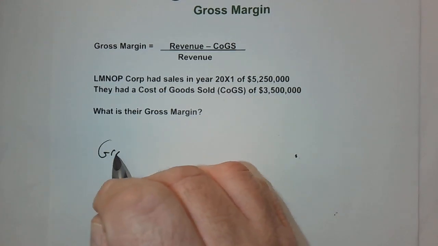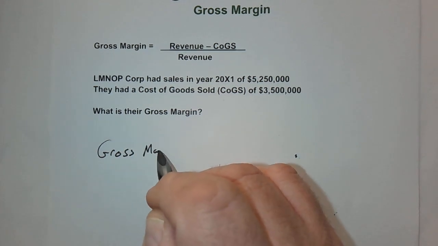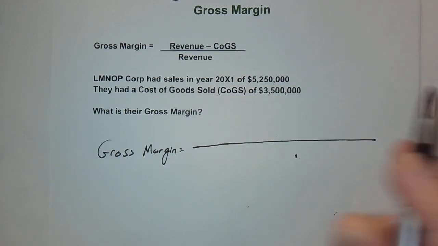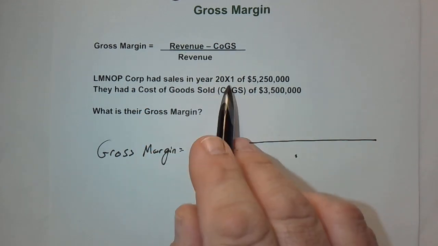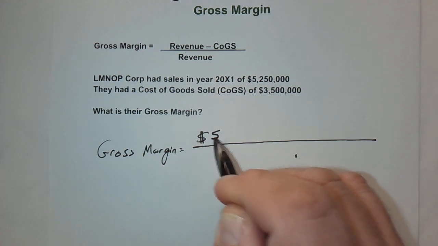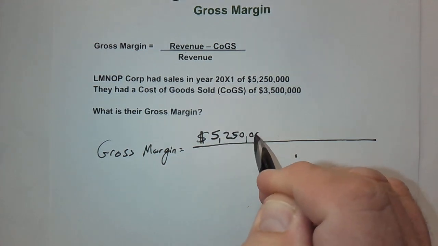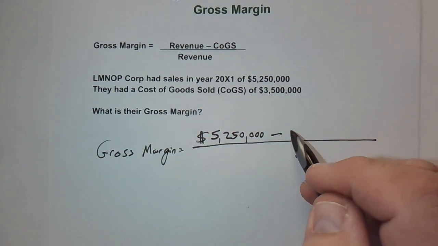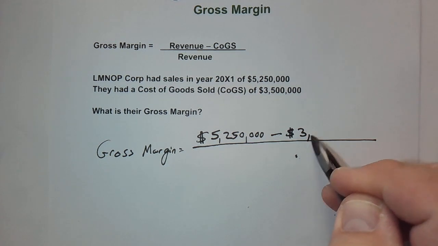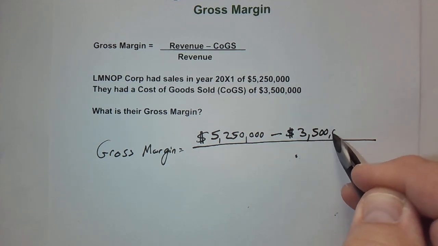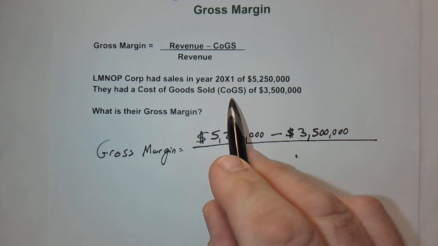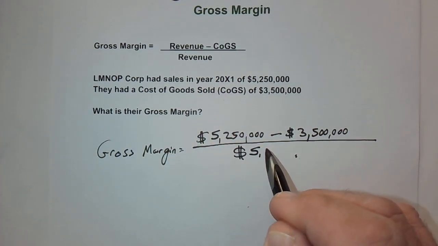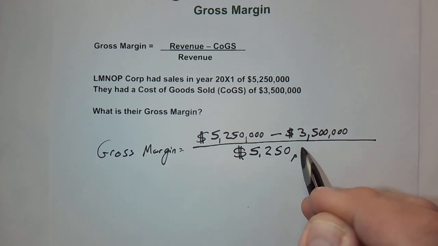Let's calculate it together. So we want to calculate the gross margin, and I'm going to use the formula. So I'm going to go ahead and draw my line, and the first thing I have is the revenue. The revenue is $5,250,000. And from it, I'm going to subtract the cost of goods sold, which is $3,500,000. And it's going to be divided by the revenue, which is again $5,250,000.